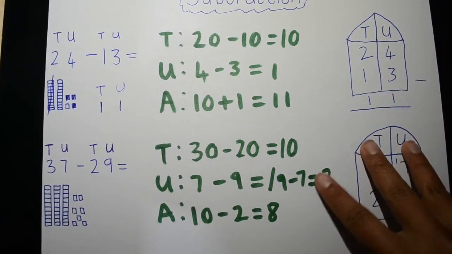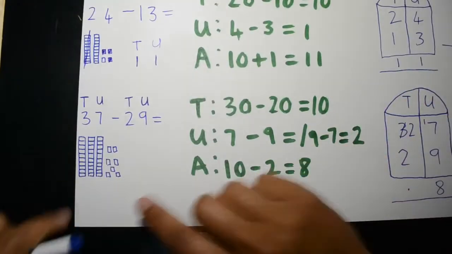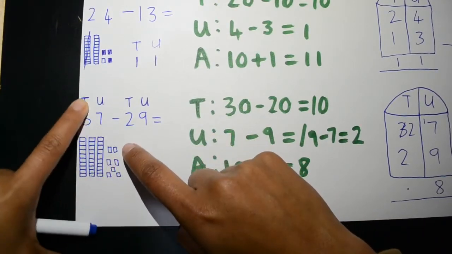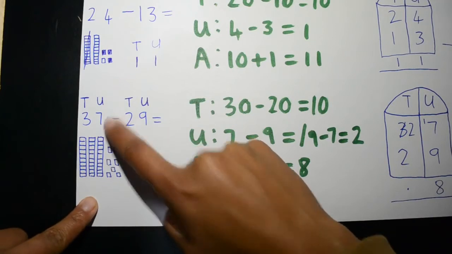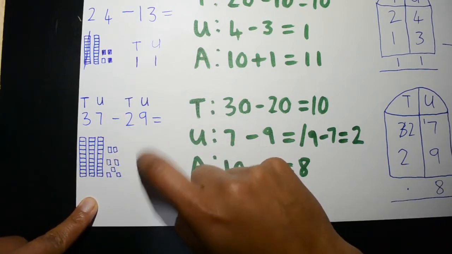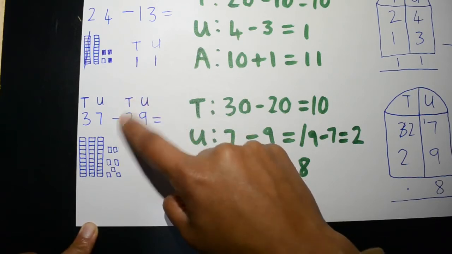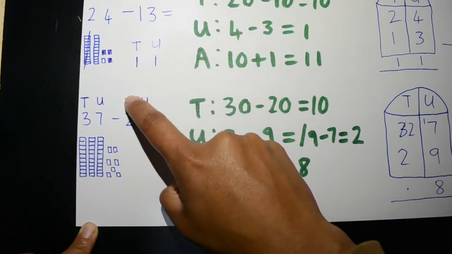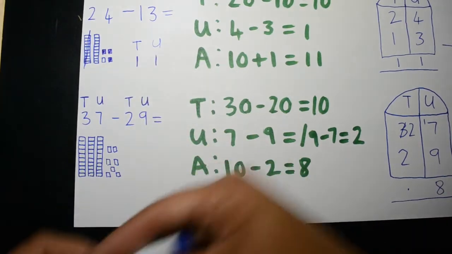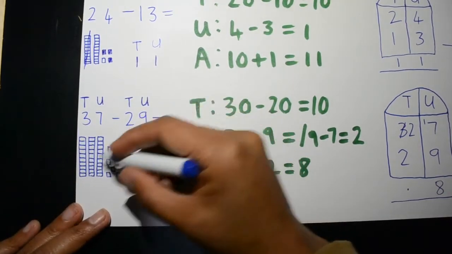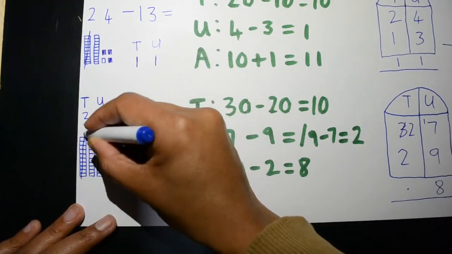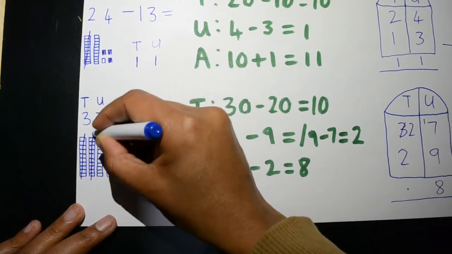Over here again, I drew 37. 3 tens, there's my 3 tens, and 7 units. That's made up of a 5 and 2 blocks. So 5 and 2. I need to take away 29. I need to take away 2 tens, and then I need to take away 9 units. So I'm first going to do the tens. All I do is scratch out 2 tens. That's 1 ten and 2 tens.